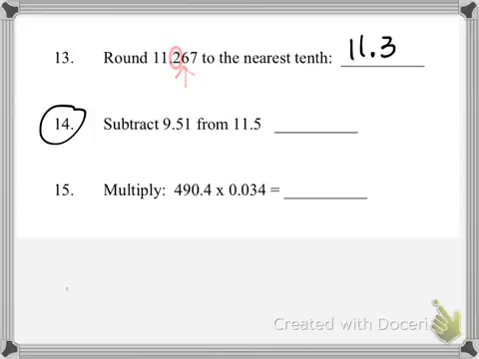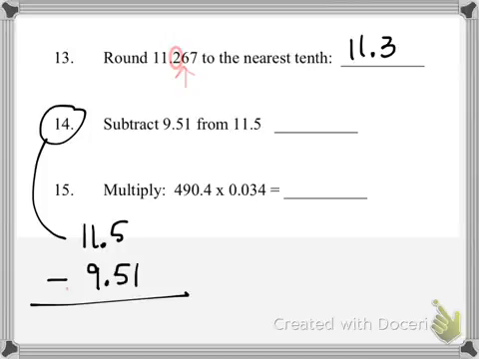Number 14, we're going to subtract. Remember, when you're adding or subtracting decimals, you always need to line up those decimals. And in this case, we're going to have to do a little bit of borrowing because I don't have anything to subtract 1 from. So I'm going to borrow from the 5. That'll leave me with 4 and give me 10 hundredths to subtract from. So 10 minus 1 is 9.